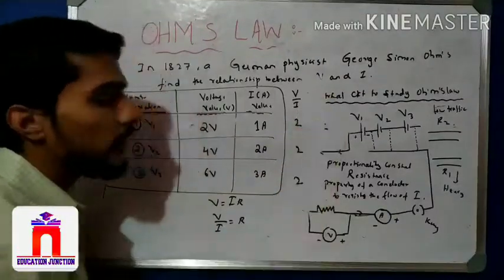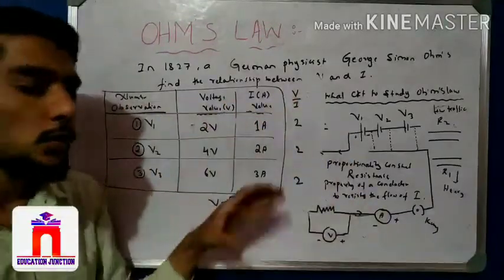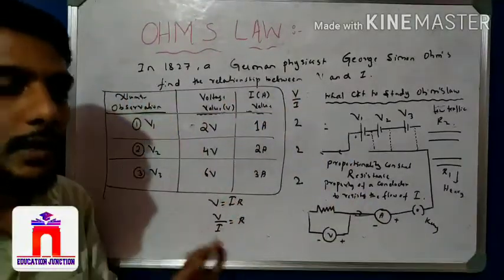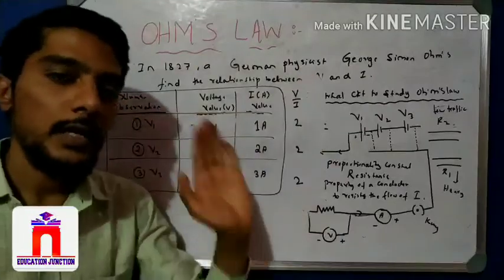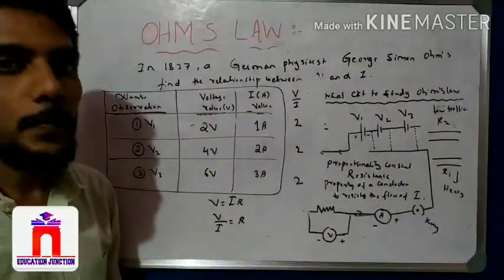So what happens? It is constant. This is called resistance, a constant for a given material. Resistance is always constant for a given material. It is constant for copper, and it is constant for silver. So this is Ohm's law.